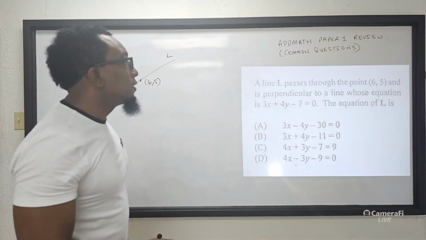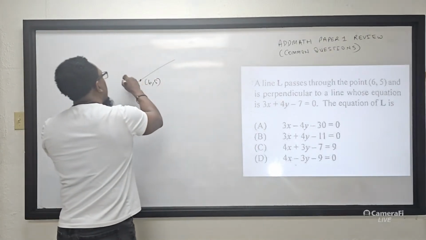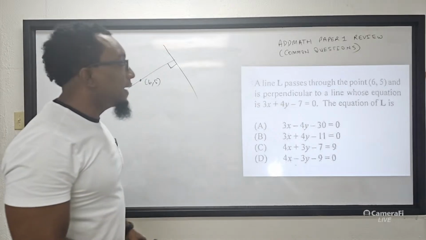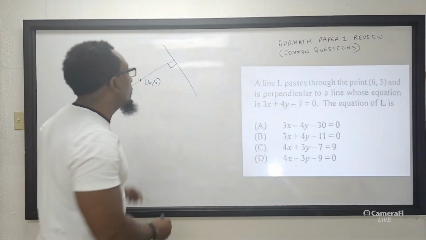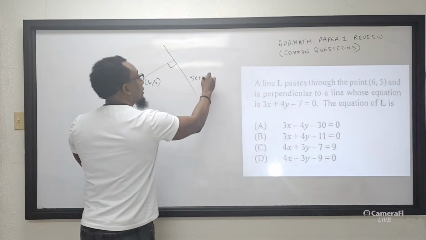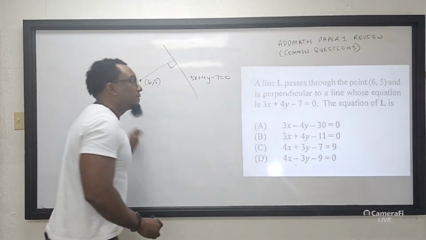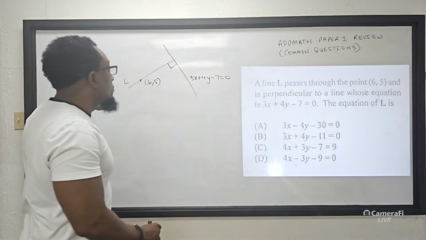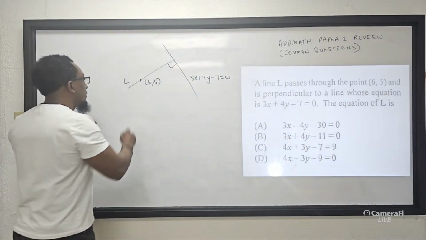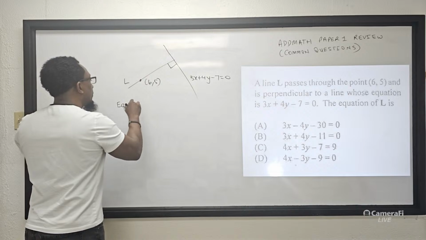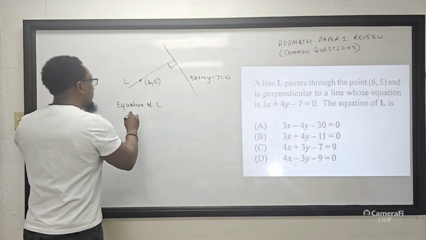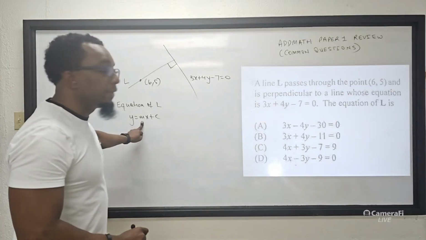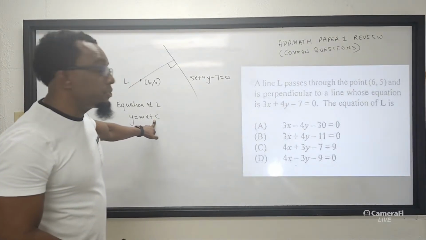And this line L is perpendicular. Perpendicular simply means where one line meets another at right angles. That line L is perpendicular to a line whose equation is 3x plus 4y minus 7 is equal to 0. So they want us to determine the equation of this line L. To find the equation of a line, we're going to use the formula y is equal to mx plus c, and we need to find the gradient m and the y-intercept c.